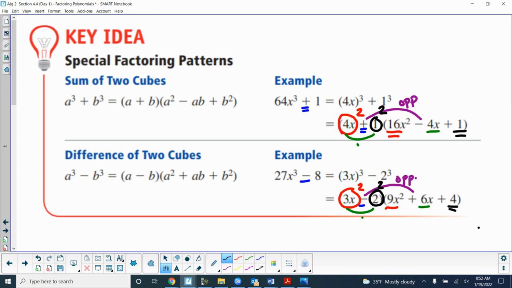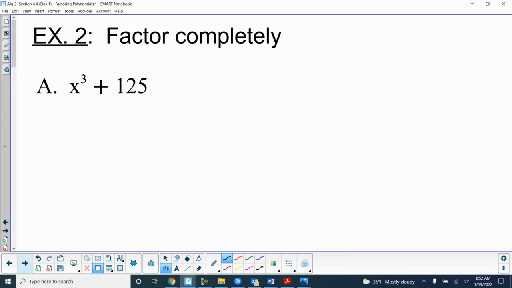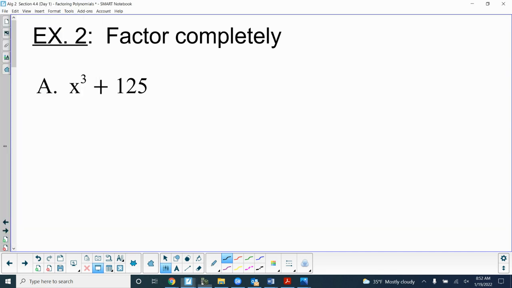All right, so let's look at some examples of those to go through it. Once you do a couple, you get the hang of it. We got to go to the next slide. All right, so is x cubed a perfect cube? Yeah. Is 125 a perfect cube? Well, let's check. Go to math, number 4, 125. Is that a perfect cube? Yeah. Okay. So when we factor this, then we make a binomial set of parentheses and a trinomial set.